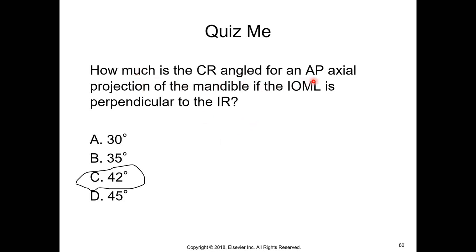How much is the CR angled for an AP axial projection of the mandible? Remember, the mandible was special. It was different for the Towne if the IOML is perpendicular: 35 for the OML, and then 42 for the IOML whenever we're talking about the mandible. So again, that AP axial Towne is special for the mandible. You use 35 degrees and 42 degrees instead of your usual 30 and 37. So make sure you have that in mind. And that is it.